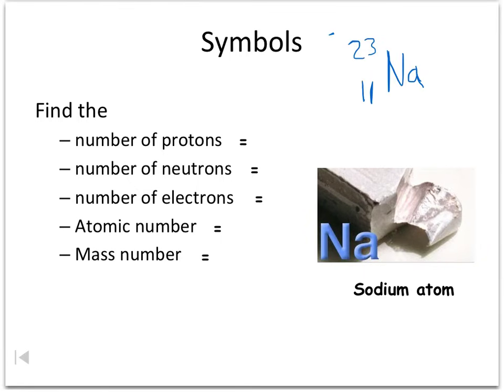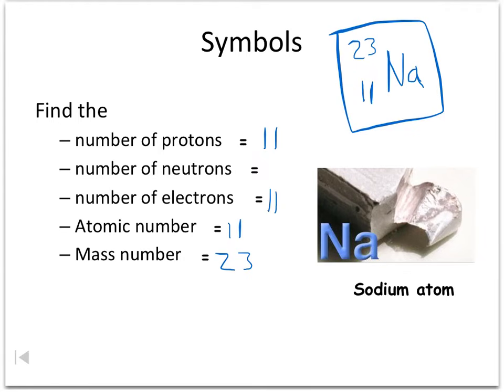Okay, so the correct symbol for sodium is this: Na with 11 on the bottom, 23 on the top. The 23 was rounded from 22.99 to 23. 23 is the mass number. 11 is the atomic number. 11 tells us the number of protons, and for a neutral atom of sodium, it tells us the number of electrons as well. For the number of neutrons, you take the mass number and subtract the atomic number from it, and it'll tell you the number of neutrons, which is 12.